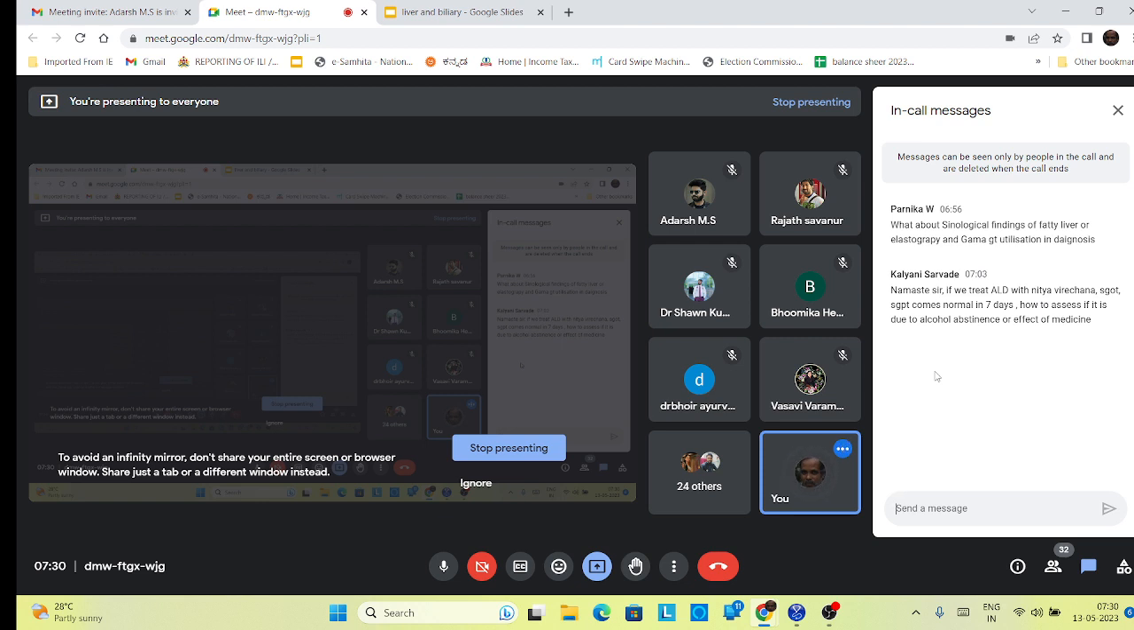Okay, fine. That's one thing which is of importance. Gamma G utilization also is the same issue. It's a very advanced technology which is not easily available.